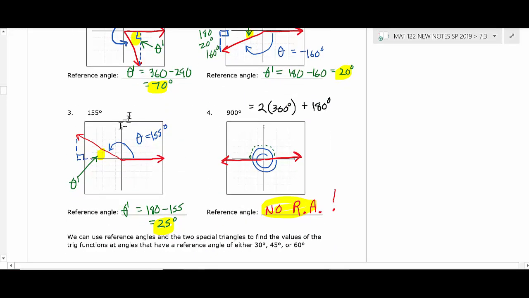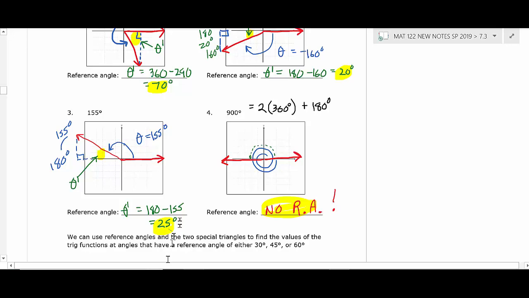Okay, 155 degrees. I went like this, counterclockwise, quadrant 2, reference triangle, straight down to the x-axis. You're looking at this angle right here. So this one you're just looking at the distance between halfway around the circle and 155. So 180 minus 155 is 25 degrees.